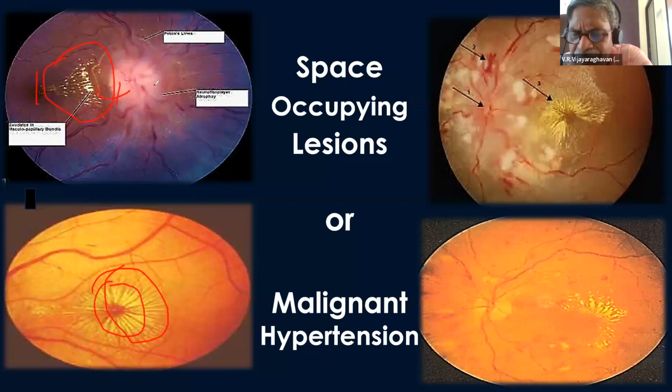But basically, when you see a macular fan appearance, think you are dealing with a case of space-occupying lesions, increased intracranial pressure. And when you have a macular star, along with the disc problem, along with disc edema, think about you're dealing with malignant hypertension.